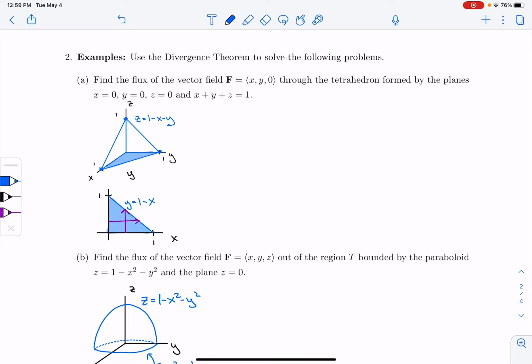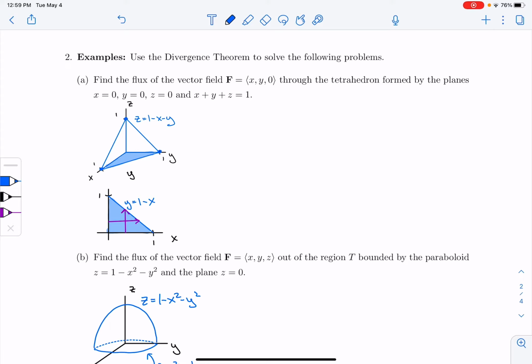We will now apply the divergence theorem to 3 examples where we are calculating flux. And these 3 examples are all going to be fluxes through closed surfaces that we calculated in a previous video on surface integrals.